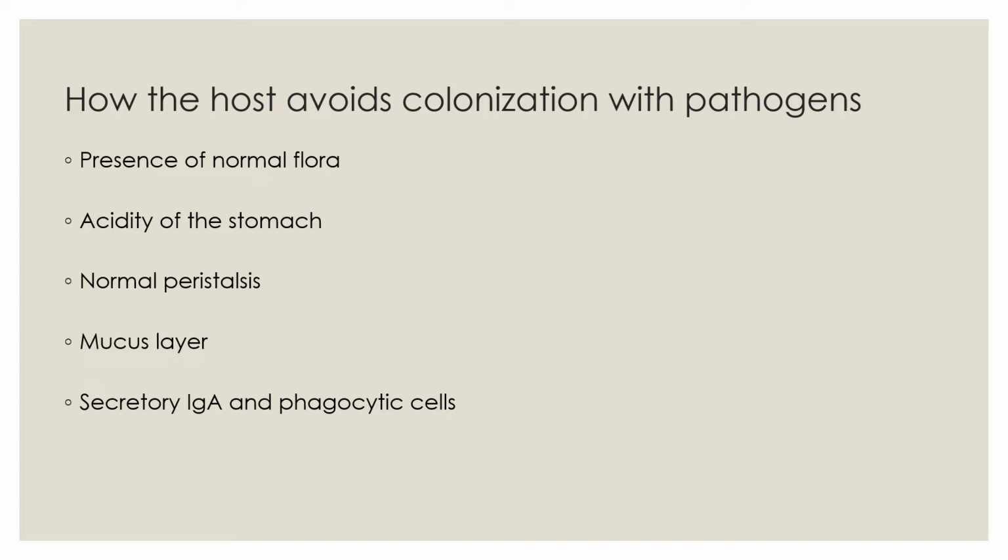The small intestine is constantly in motion, and that pushes organisms that are potential pathogens out. We have a mucus layer that lines the gastrointestinal tract, and that traps organisms and/or helps them pass through the gastrointestinal tract. And then finally, we have secretory IgA, which is an antibody present in mucosal secretions like saliva, tears, and the gastrointestinal tract. And then we have phagocytic cells. These are all ways that the host is protected from getting colonized by pathogens.